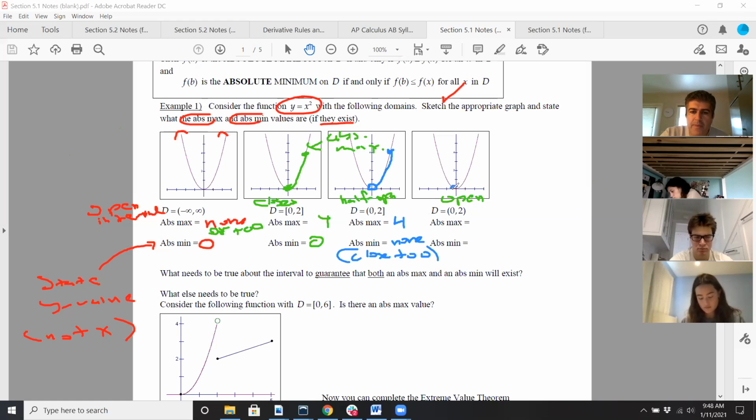If I have two open endpoints, so I have an open interval, I don't have an absolute max or min. Again, it gets close to 4 for the absolute max, it gets close to 0 for the absolute min, but they're open, so I don't know. So this is a good lead to the next statement. What this tells me is that in order to guarantee an absolute max and absolute min, I must have a closed interval. You must have a closed interval in order to have an absolute min and max.